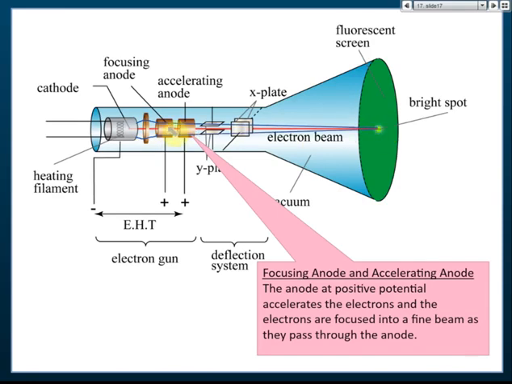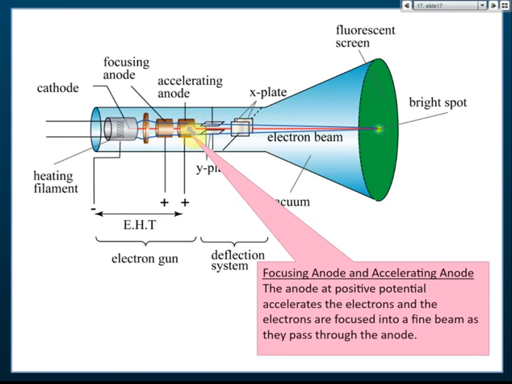So without these focusing anodes, the electrons will spread to a wider area. So we must have these focusing anodes to focus the cathode ray, so that it focuses at the fluorescent screen, and then we have focused bright spots on the screen.